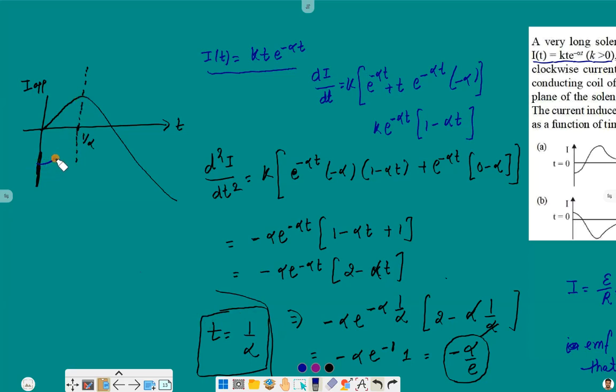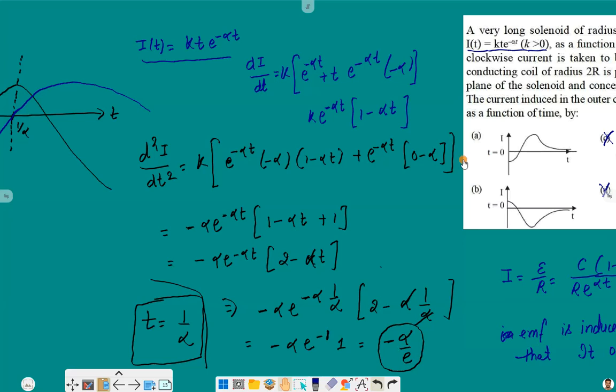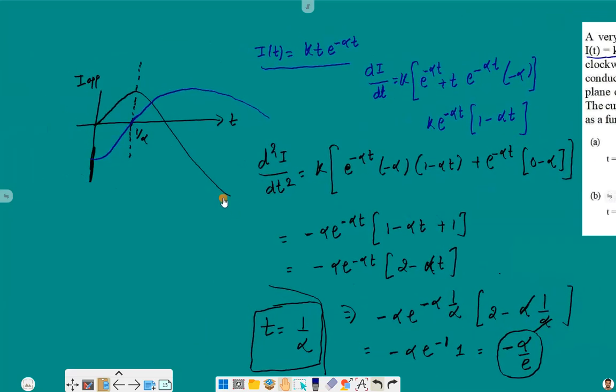At this point it should be 0, and then it should start going in the positive direction, something like this. And our option A is the right fit for this. Now some of you might think from this graph that initially our applied current looks like a straight line. And our induced EMF is directly proportional to di by dt. So induced EMF will be a straight line, but it is just a way of representation.